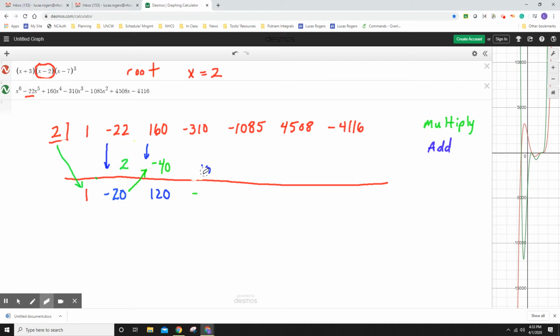Oops, got my colors switched up there. Want this in green. And I want that positive. All right, and then we got down here in blue, we're going to have negative 70 here from negative 310 plus 240. And then another multiplication. So back up here, 2 times negative 70 is negative 140.